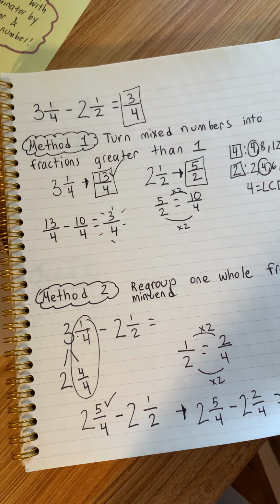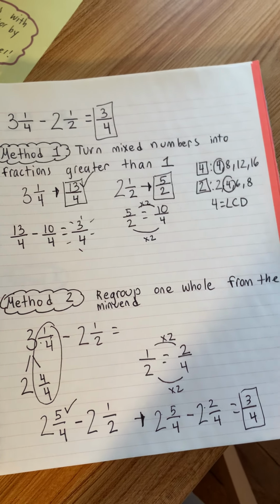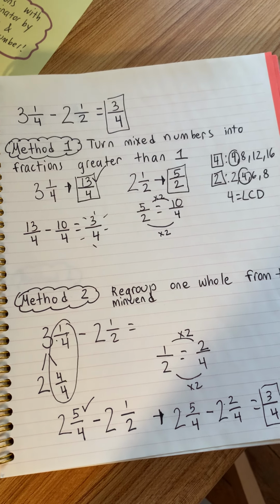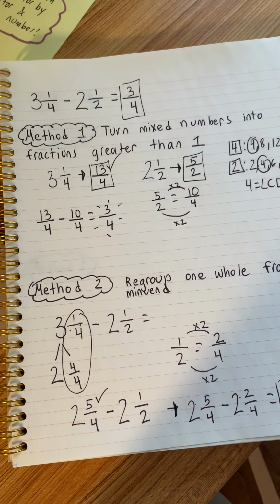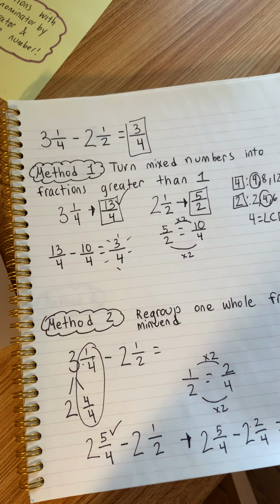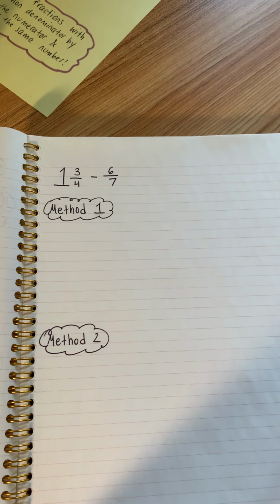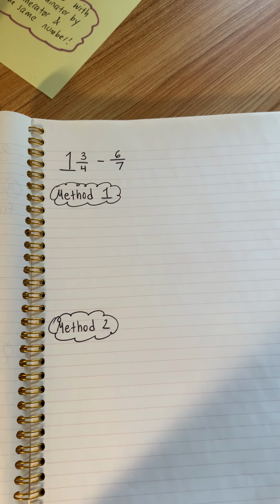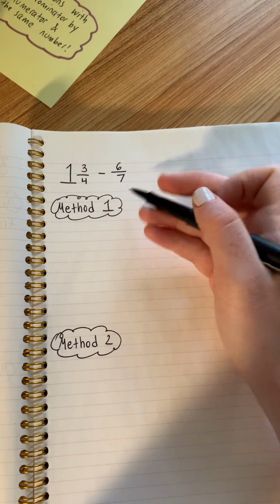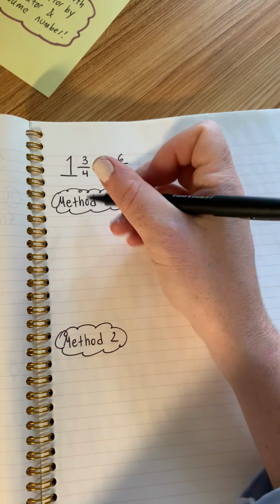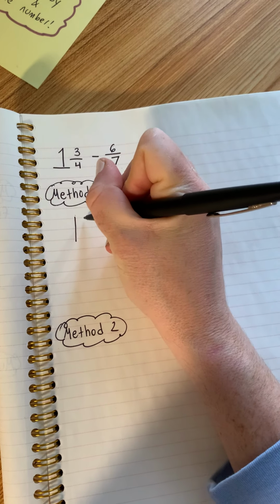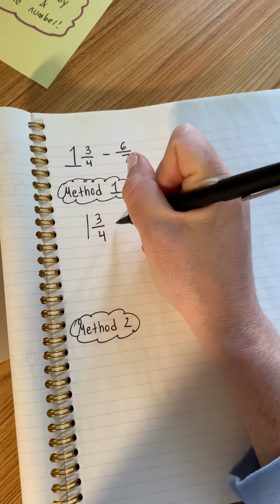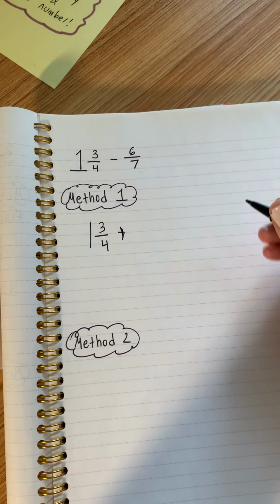I'm going to show you this with one more strategy. If you're feeling good or if you guys are getting it, you can pause it now. But if you think you need one more example, I'm going to show you. So I'm going to do the same work with 1 and 3/4 minus 6/7. So my first method is that I'm going to rewrite the mixed number into a fraction greater than 1.